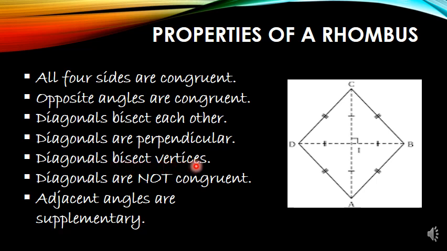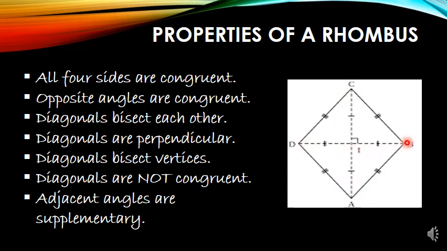Diagonals bisect vertices. That means the vertices of the rhombus here are A, B, C and D. So which are the diagonals? AC is a diagonal and the other diagonal is BD. So you should know that the diagonals bisect the vertices here. That means angle C and angle A will be bisected equally by the diagonal. So whatever the measurement of angle DCI will be equal to angle BCI. So these two angles will be equal because the diagonal bisects the angles at the vertices here, angle C and angle A.